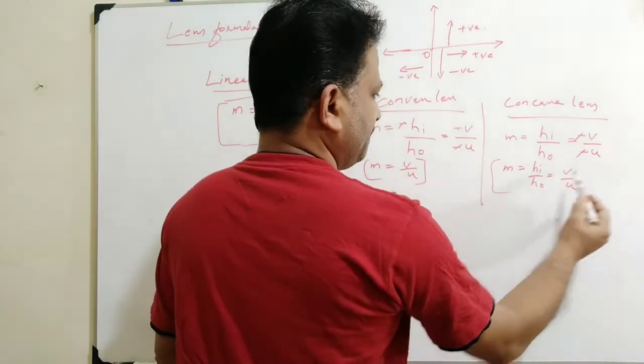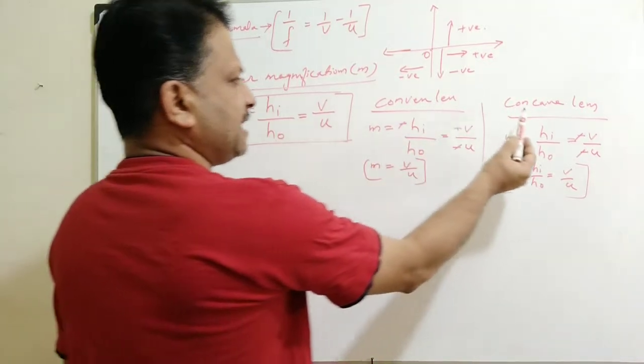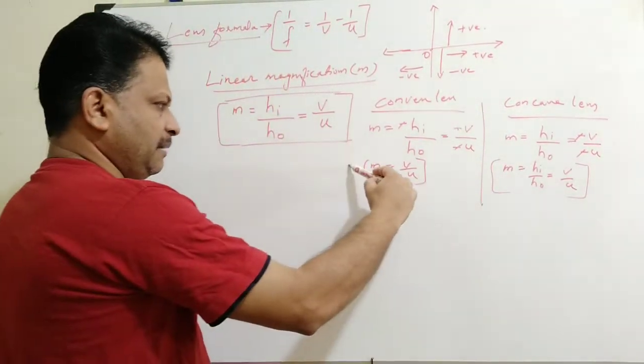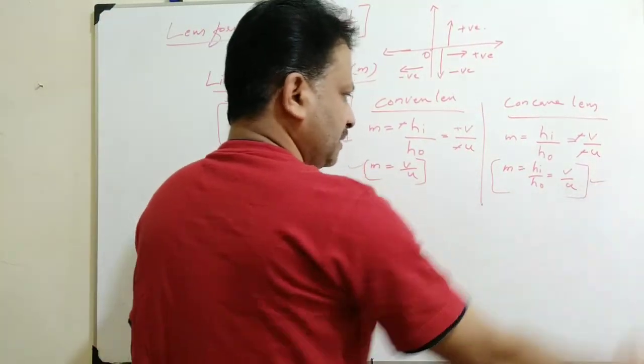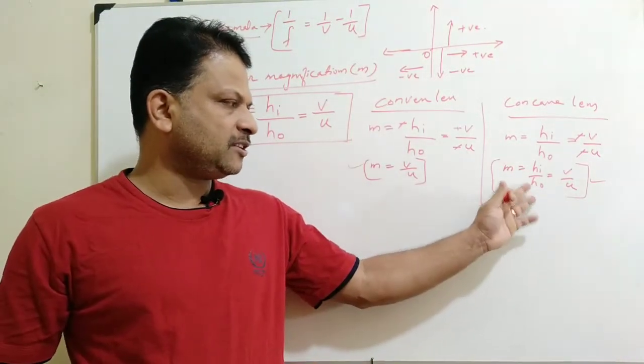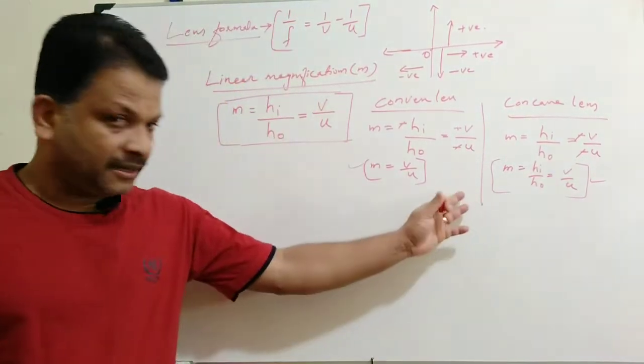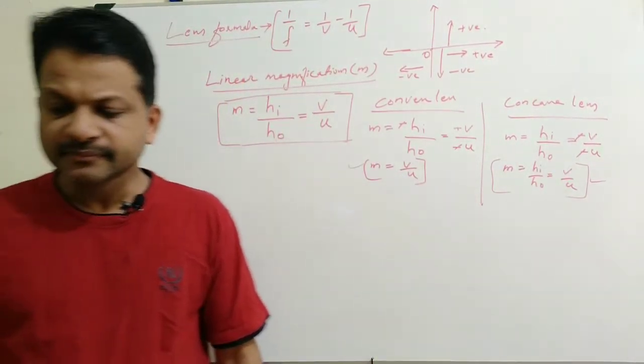So basically the expression for magnification is the same for convex lens and concave lens. Remember, m is equal to v by u. Clear? So it is the ratio between the height of the image, or size of the image, and size of the object, or the image distance upon object distance. Clear? Okay.